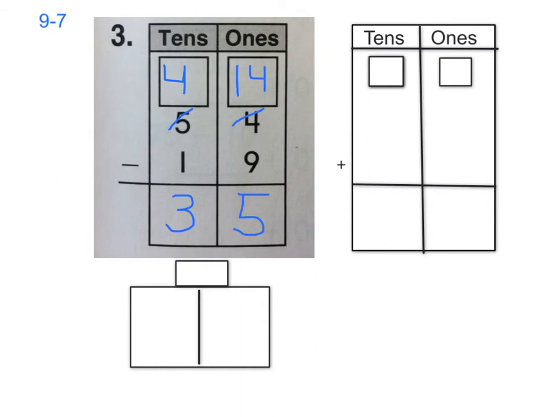Let's first use our part-part whole mat to find our addends. When subtracting, we start with the whole. And the numbers being subtracted and the difference are the parts. Now use the mat to write your addition sentence. Write 35 plus 19 and add.